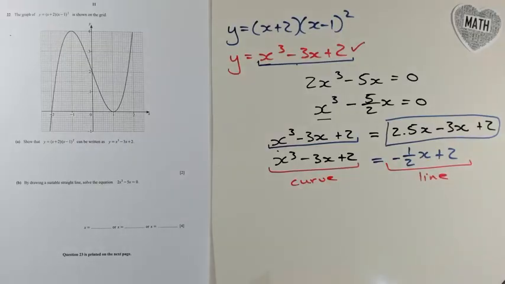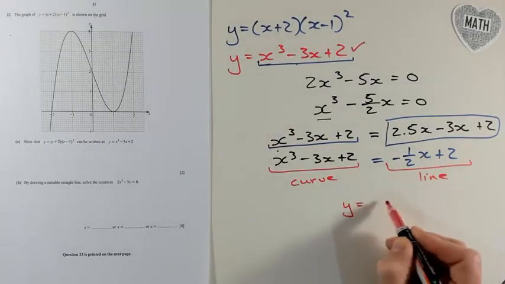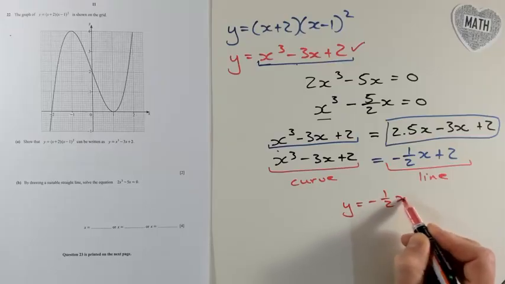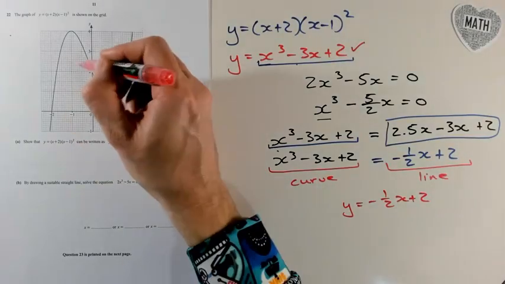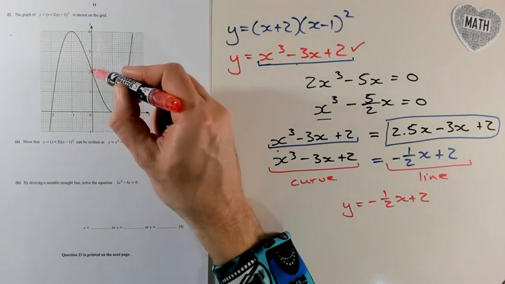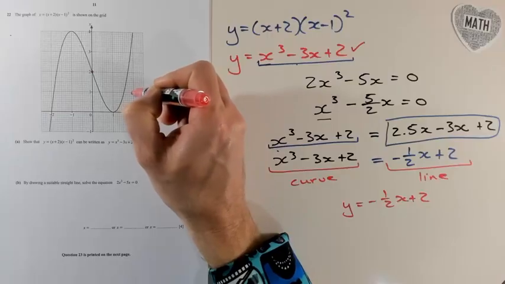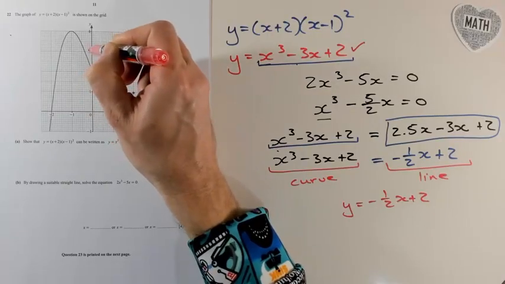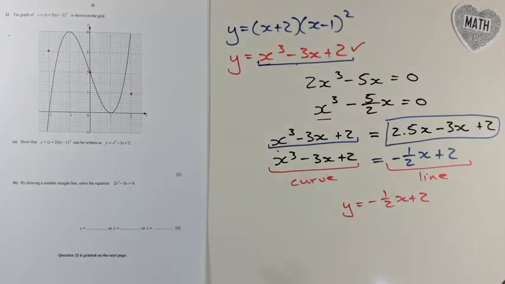So basically all I need to do now is draw this line. So this line is y equals minus a half x plus 2. So what I have to do is there's a plus 2 there, and the gradient is negative a half. So I go 1 down, 2 forward there, and 1 up, 2 back would be there. And then I would just draw a line, and where they cross, I would just read off the values.